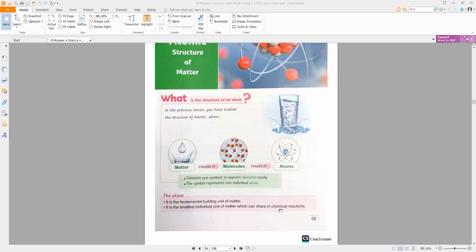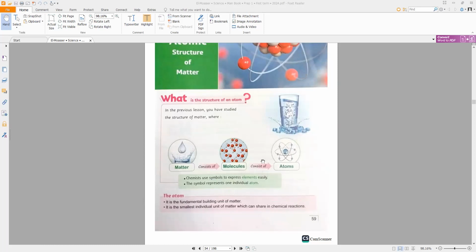The difference between the atom and the molecule: in the previous lesson, we talked about the molecule. The molecule can exist freely and has the simple basis of the matter. But the atom, we can't find the atom freely. We can't find the atom individually. But the atoms can share in chemical reactions.